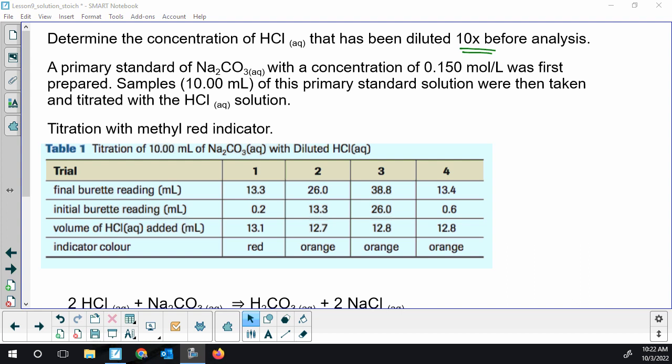So we have a primary standard. This just goes back to some previous lessons. Primary means you made it up from a solid yourself. So a primary standard of sodium carbonate with a given concentration was made. 10 mL of this primary standard were taken and titrated with hydrochloric acid. So this example is the flip of the intro example we did, where the base was on top. We have a base sample, we're adding hydrochloric acid to it.